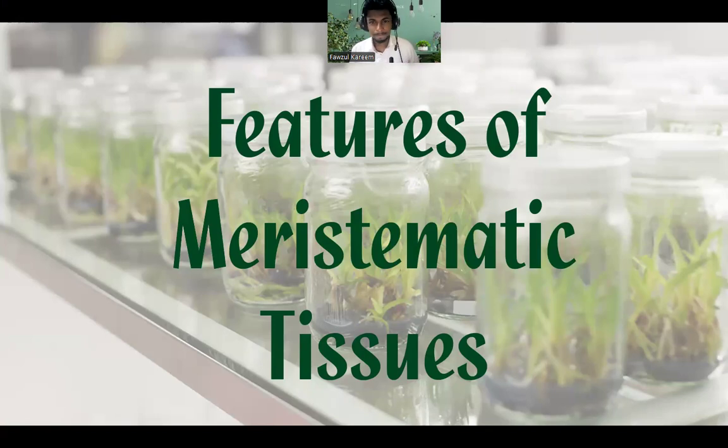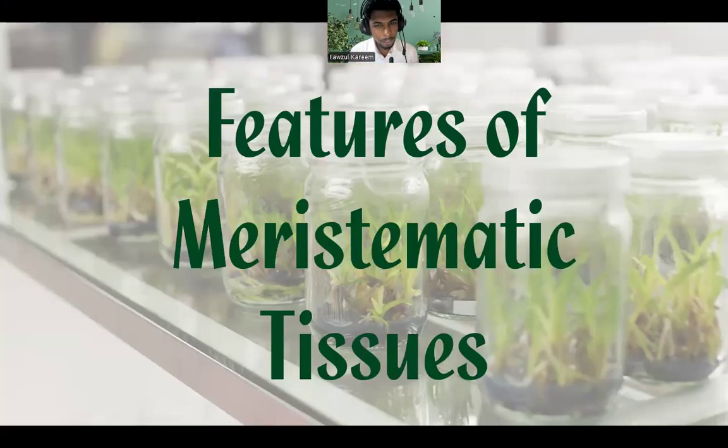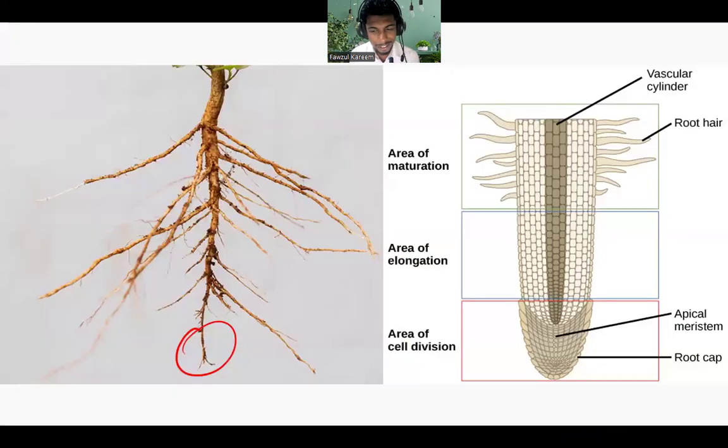So is it clear about the meristematic tissue, its function and the locations? Can anyone say where these meristematic tissues can be found? Can you say the locations? Apical buds, okay. No, I didn't ask the types of the meristem. I am asking the locations. Where do they be present? Root tip. Yes, at the root tip we can see the meristematic tissue.